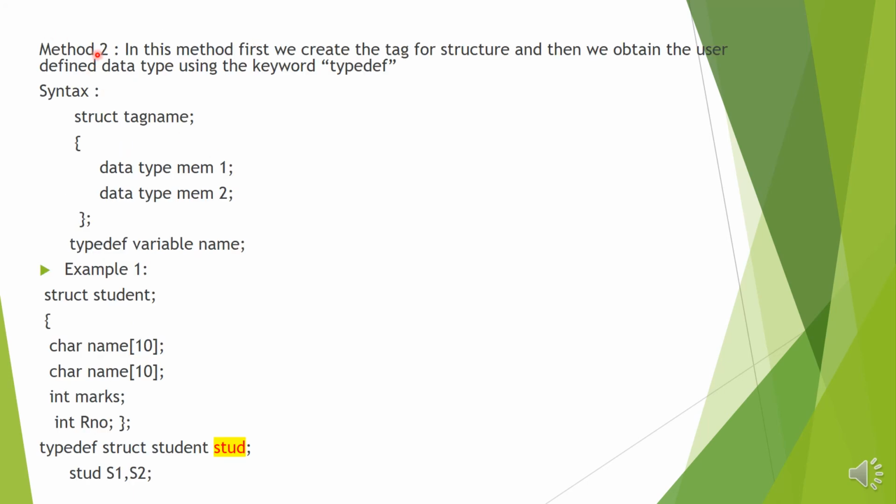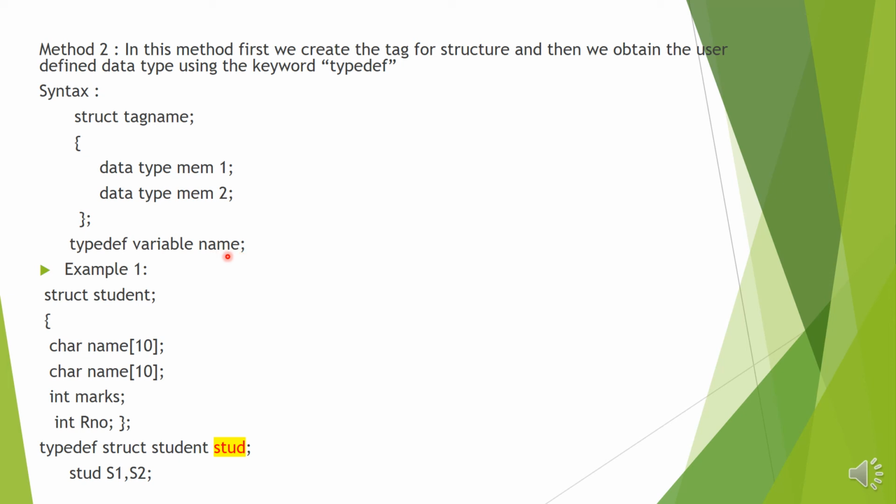Second method of the third category is, in this method we first create the tag for a structure. Then we obtain the user defined data types using the keyword typedef. The syntax is like this: struct tag name, data member variable declaration within the brackets, you put a semicolon, then we write typedef and the variable name. This is the syntax.